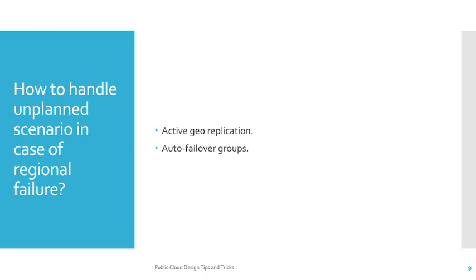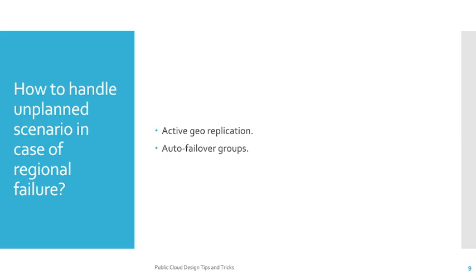Next, how to handle an unplanned scenario in case of any regional failure. That means if a region is completely failing and you have a critical application and you want to handle it efficiently so that data loss does not happen. In that case, there are two beautiful solutions provided by Microsoft Azure: active geo-replication and auto-failover groups. I am going to cover these two features in brief, but again we will have a clear video to deep dive into these features and their comparison.